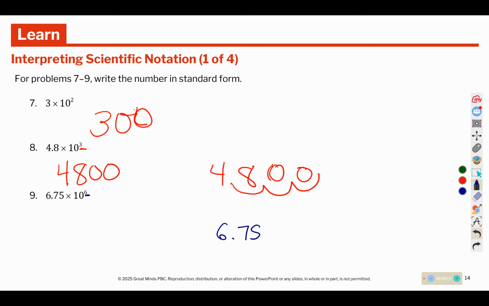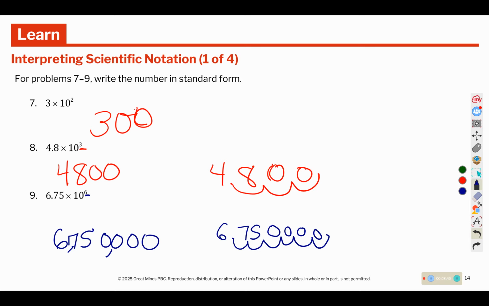This one needs to move 6 positions. 1, 2, 3, 4, 5, 6 positions, and fill in those gaps with extra zeros. So this is 6,750,000.